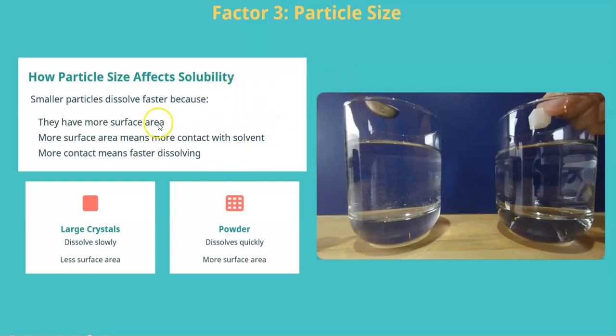Factor 3 is particle size. How does particle size affect solubility? Smaller particles dissolve faster because they have more surface area. More surface area means more contact with solvent. More contact means faster dissolving. So in the illustration, we have here powder and large crystals. In the powder, there is a lot of surface area that comes in contact with the solvent, so the solute dissolves quickly. Whereas the large crystals have less surface area in contact with the solvent. That is why it dissolves slowly.